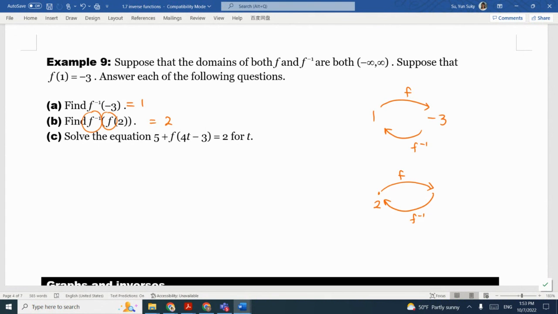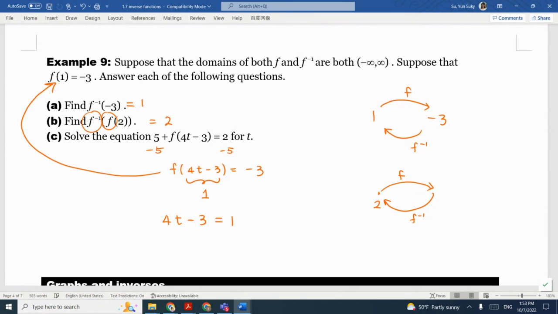And solve the equation for t. Okay, first let's isolate the f term. So we subtract 5 on both sides. Do you see we get f of 4t minus 3 equals 2 minus 5, which is -3? Yes? And because f is 1 to 1, you see f of 1 is -3. So if f of this guy equals -3, this guy must be 1. Exactly. So we compare here because it's 1 to 1. So this has to be 1.